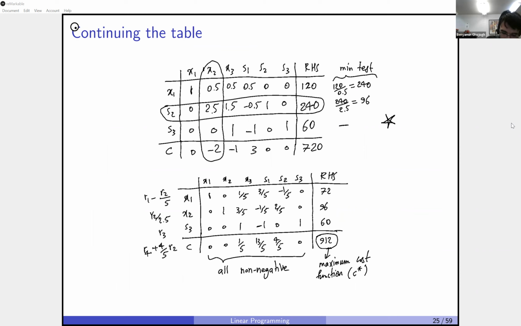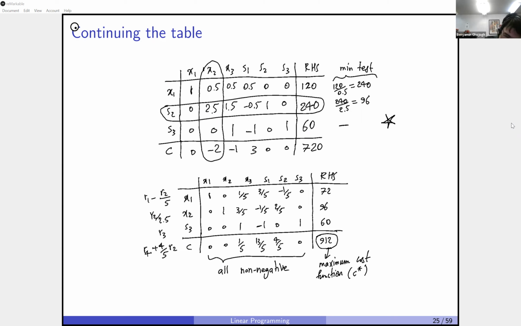Again, I do the same. Among these, I take the most negative value, which is -2. This gives me the pivot column. Now I do the min test. 120 divided by half, 240 divided by 2.5, 60 divided by 0, I ignore it. Among these two that I didn't ignore, which is the smallest one, this. So this will be the pivot value.